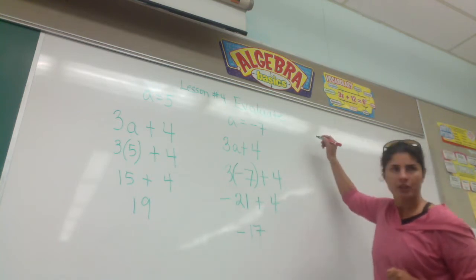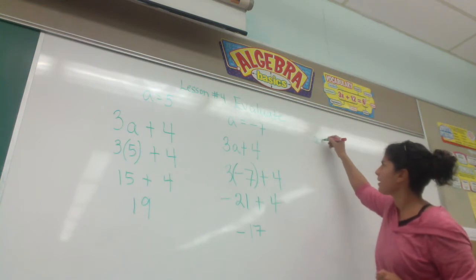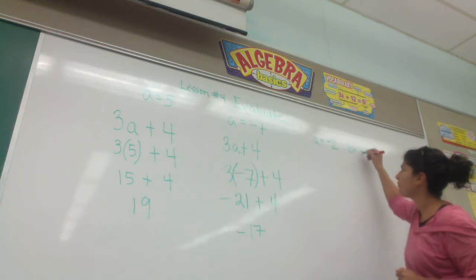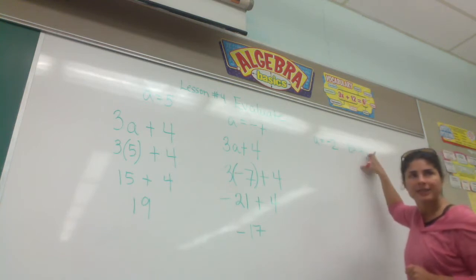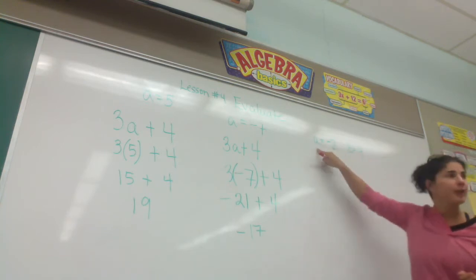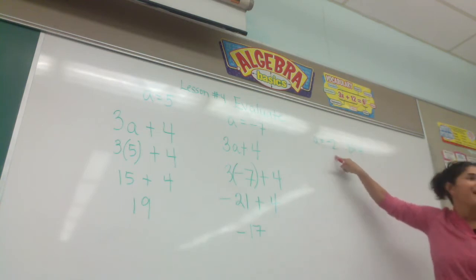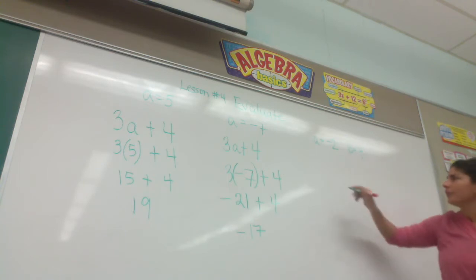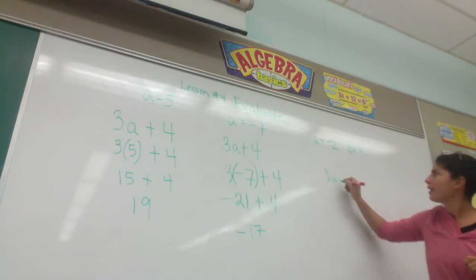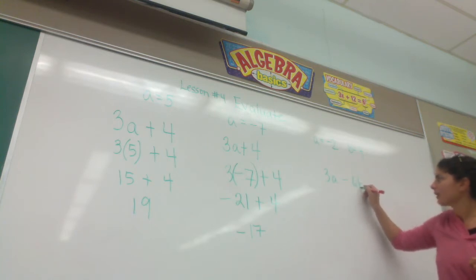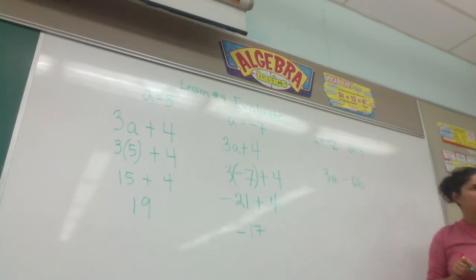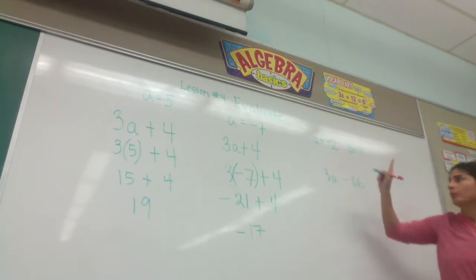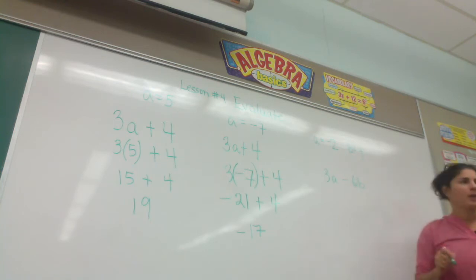In this question, I'm going to tell you that a equals -2 and the letter b equals 4. In this question, the value for a is -2 and the value for b is 4. Solve 3a minus 6b. Would you be able to do this? Replace the a by -2, replace the b by 4.